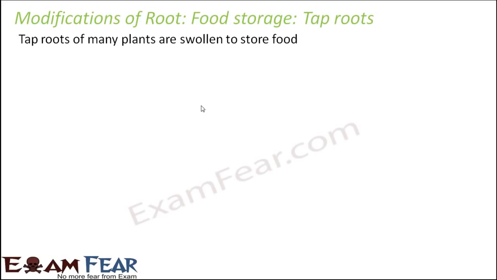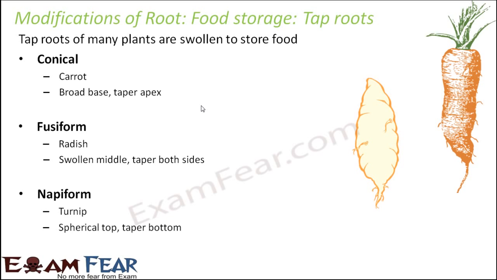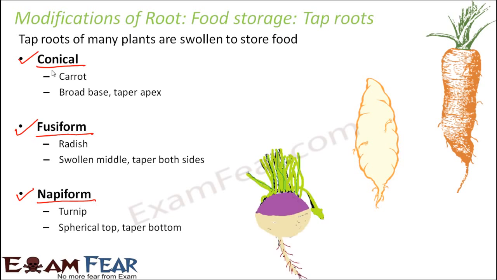And this swollen root takes different shapes in different types of plants. So some of the examples of tap roots which become swollen to store food are conical, fusiform and napiform. So these are three modifications of tap roots to store food. Now in all of these, the tap roots get swollen to store food, but they have different shapes. So let us look at the conical one. So they have a shape like a cone. Example is carrot. If you look at the shape of carrot, you see it is in the shape of a cone, somewhat like this.